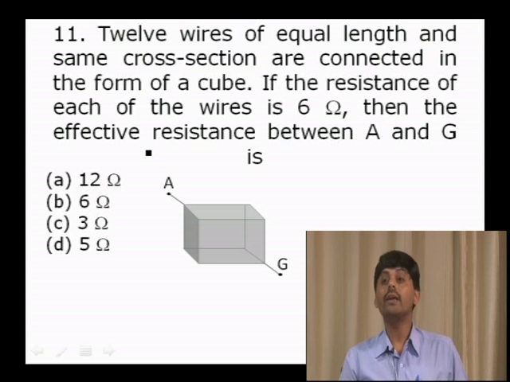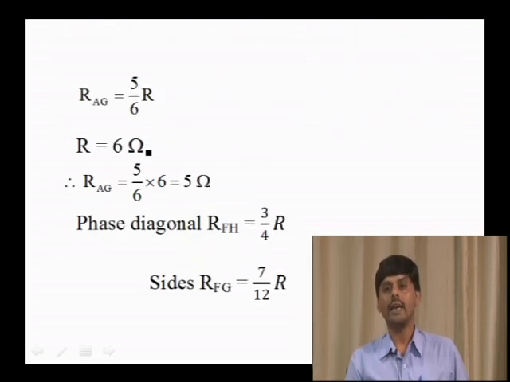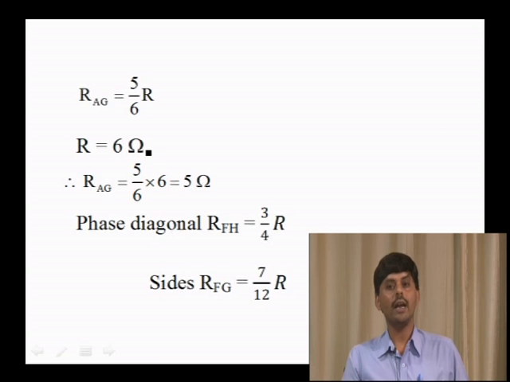Okay, they were given the value of each arm, that is equal to 6. Therefore, 5 divided by R into multiply by the resistance value, that is 6. That is the solution. That is R_AG is equal to 5 divided by 6 into R, where R is equal to 6 ohm. Okay, 5 by 6 into 6, 6 cancel, the effective resistance is equal to 5 ohm.